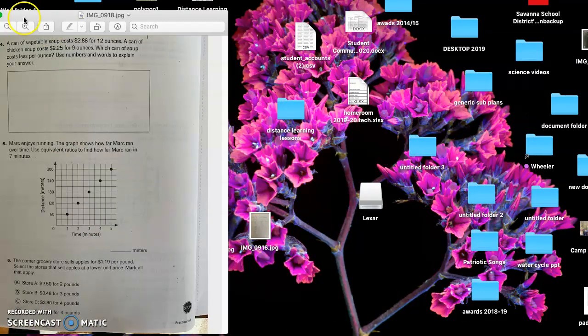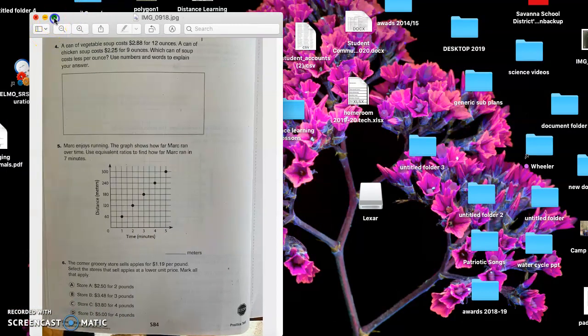Okay, on question number 4, again, we're comparing unit rates, so we're going to be doing a lot of dividing. So a can of vegetable soup costs $2.88 for 12 ounces. So divide that in your spiral notebook to get the cost for 1 ounce. A can of chicken soup costs $2.25 for 9 ounces. So again, divide that in your spiral notebook to get the unit rate for 1 ounce of chicken soup.